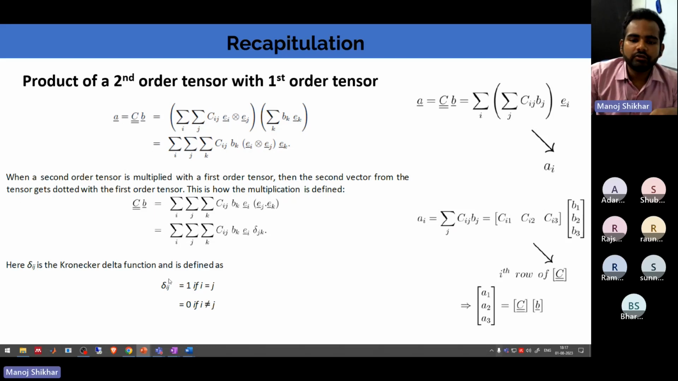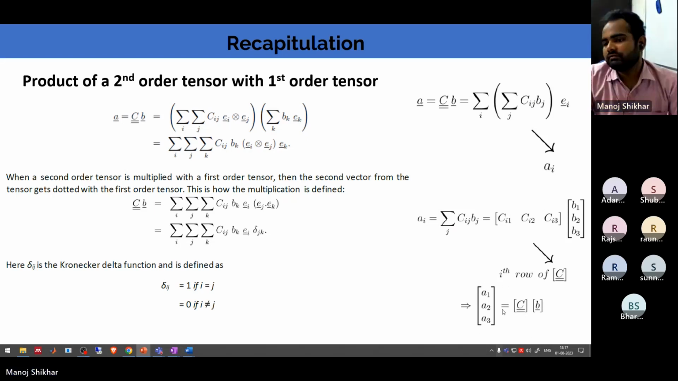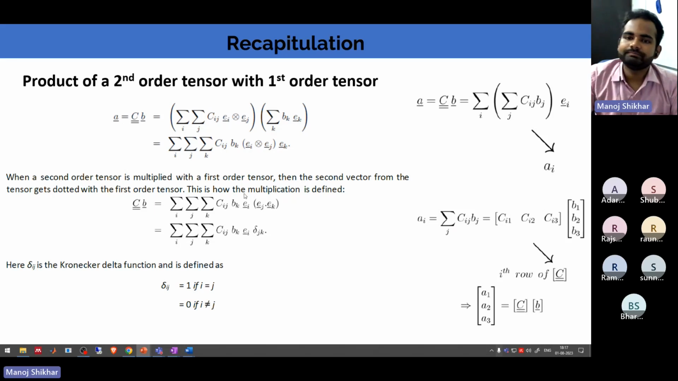And I hope you remember this symbol delta ij. This is the Kronecker delta function. It has already been discussed in the class if you have gone through your video lectures. So finally, we will get a vector which will be equal to C times B.